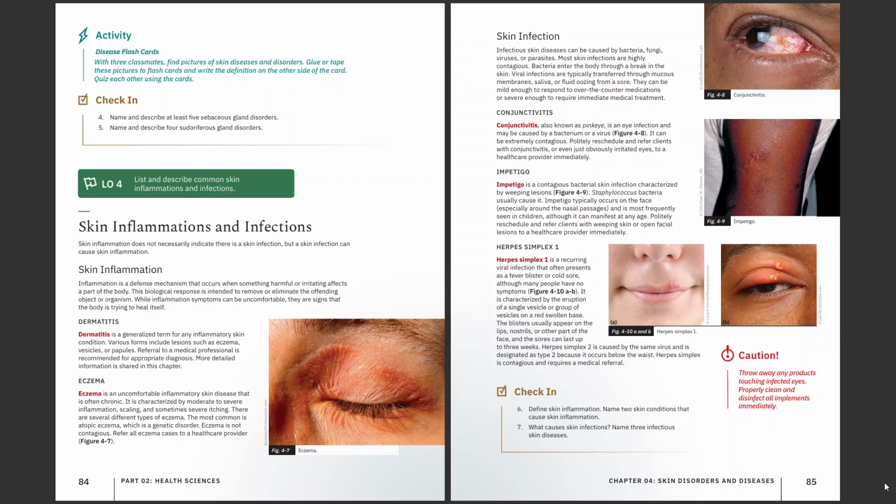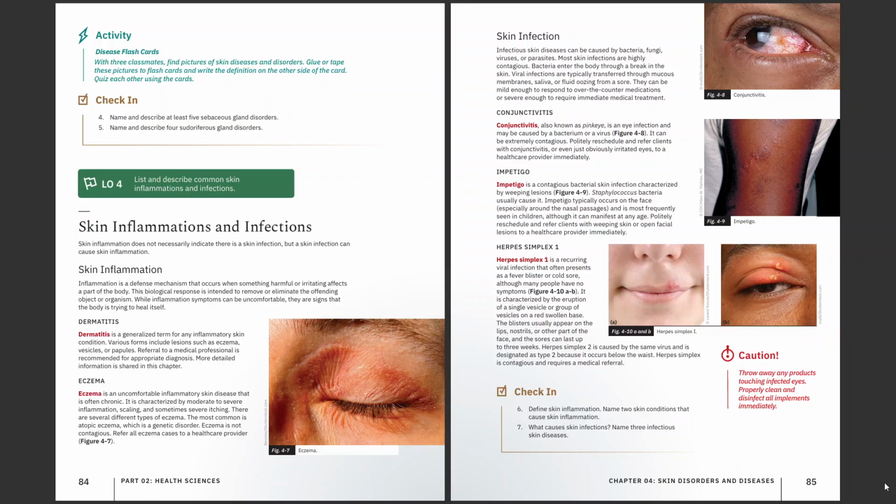Skin infection. Infectious skin diseases can be caused by bacteria, fungi, viruses, or parasites. Most skin infections are highly contagious. Bacteria enter the body through a break in the skin. Viral infections are typically transferred through mucous membranes, saliva, or fluid oozing from a sore. They can be mild enough to respond to over-the-counter medications or severe enough to require immediate medical treatment.